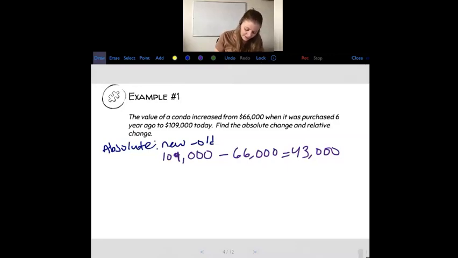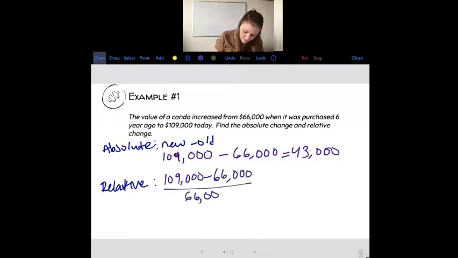When we talk about relative change, we're looking for the percent increase or decrease. So we do new minus old, divided by the old value. And usually it'll tell you where to round. So we take 109,000 minus 66,000 divided by 66,000.